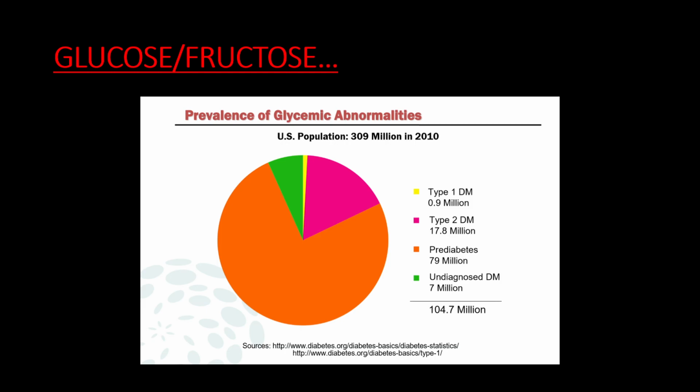So if you look at the yellow, a very small portion of our population is type 1 diabetics. They're going to always have to be on insulin for the most part because their pancreas will not be able to produce that insulin. But then you have undiagnosed diabetes, which is the green. There are about 7 million people that have undiagnosed diabetes. And then the big problem right here is pre-diabetes. There are almost 80 million, in fact, we believe more than 80 million now, people who are pre-diabetic.